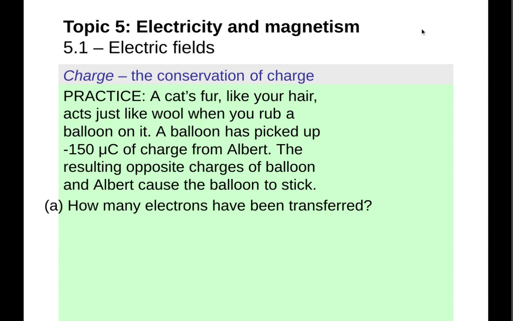Question is, how many electrons have been transferred? And second question is, what is charge on the Albert? Yes. Can you do? Or should I explain? Sir, can you explain? Okay. Now see, first of all, how many electrons have been transferred? So you have to find out the electrons.